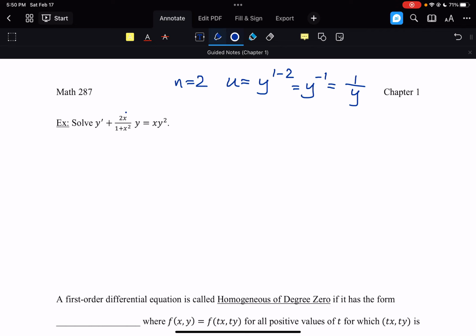So when we change all of this over, so we're going to have u prime plus 1 minus n, right? So 1 minus n, that's 1 minus 2, which is just negative 1. So that's going to be, actually, we'll turn that plus into a minus then. So minus 2x over 1 plus x squared times u equals 1 minus n, so negative 1 times x. So just negative x on this side.